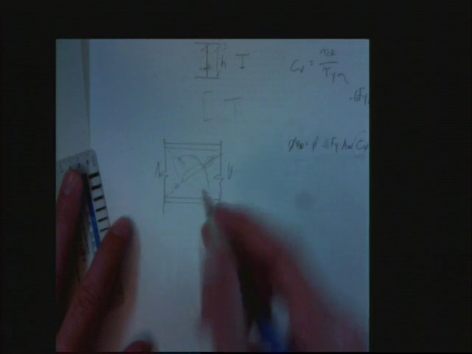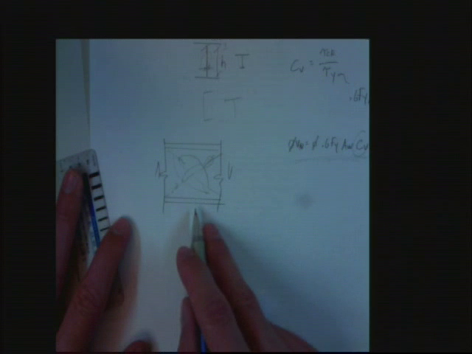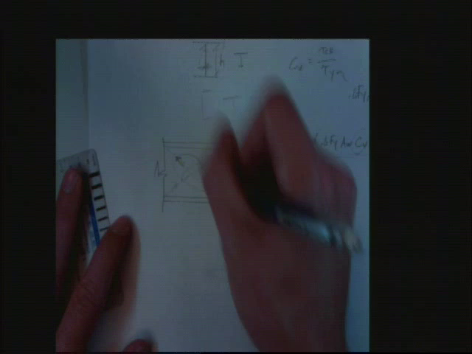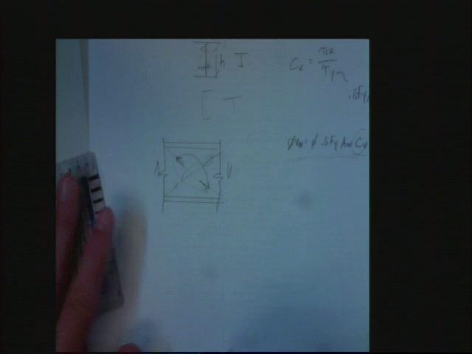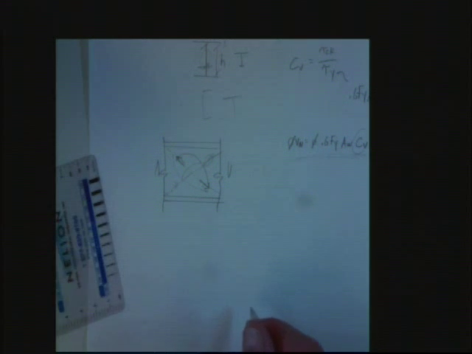Tension field action is really just another way to talk about structural resiliency applied to webs and buckling, in that this thing isn't going to fail until this member is at its yield. Okay? And that's tension field action. So when can you not use tension field action?